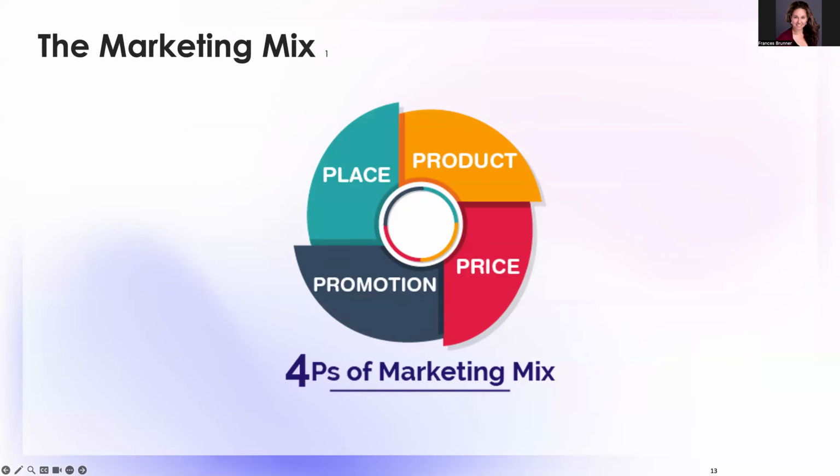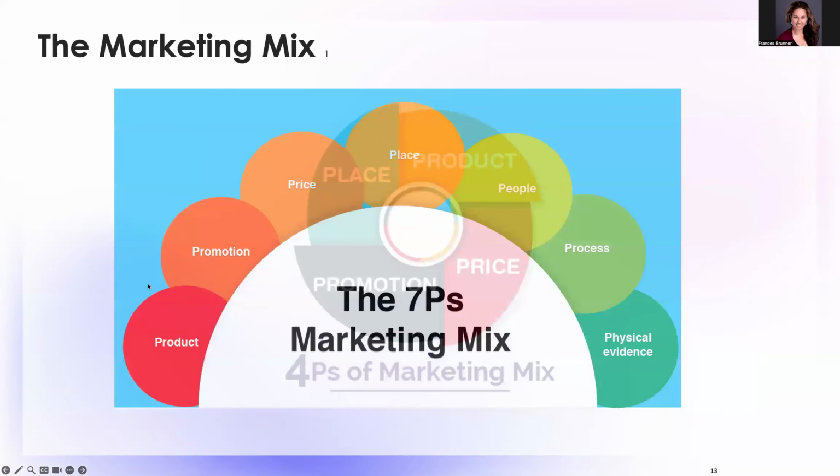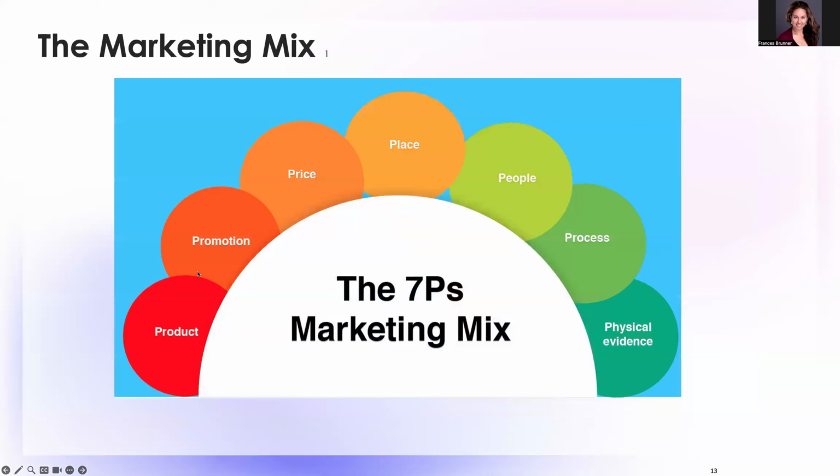So, the four P's of marketing is discussed in your textbook. These four P's are product, price, place, and promotion. Well, I would challenge you that beyond the textbook, there are actually seven P's in the marketing mix. We have product, promotion, price, and place, but we've since added people, process, and physical evidence.